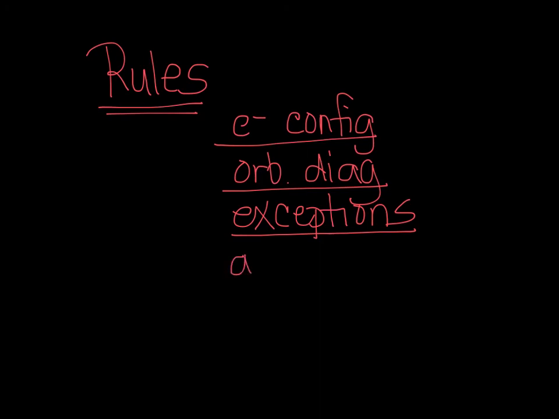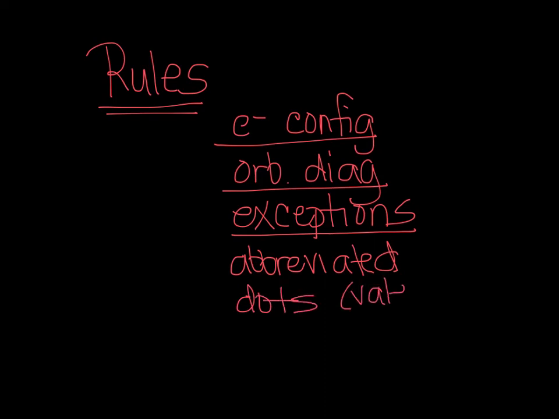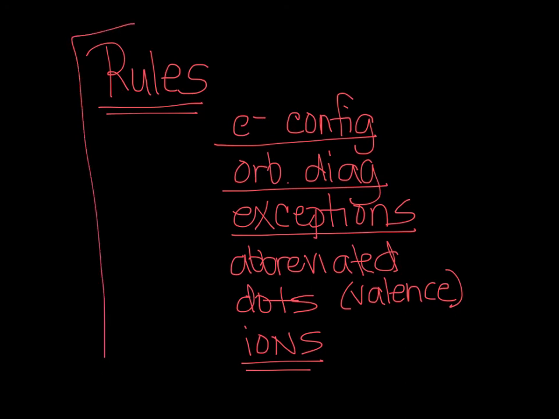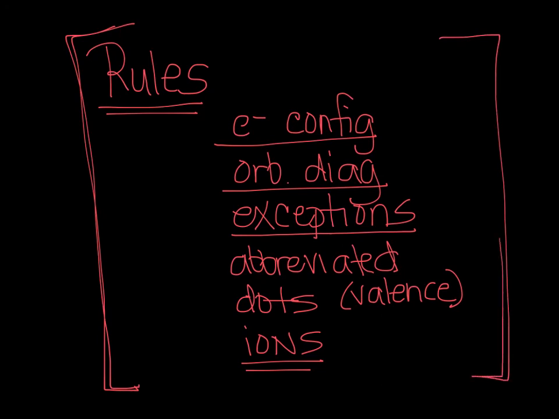We've gone through abbreviated electron configurations. We've gone through how to write electron dots for the valence electrons. And finally, we've touched on what kind of ions these will form in order to get full outer shells. So that covers everything that's in the PowerPoint. Hopefully that's sort of summarized things for you and clarified any problems you were having.